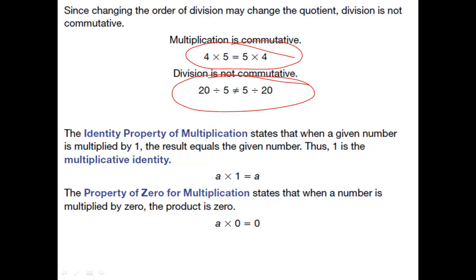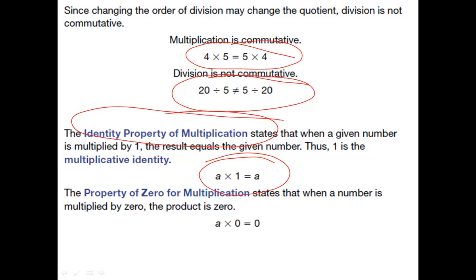The identity property of multiplication states that when a given number is multiplied by 1, the result equals the given number. Thus, 1 is the multiplicative identity. So just like our identity property of 0, in this case in multiplication, a times 1 equals a. So 10 times 1 equals 10. 1,000 times 1 equals 1,000. 1,000,000 times 1 equals 1,000,000. So anything we multiply by 1 equals that number. That is called the identity property of multiplication. And anything we add to 0 is the identity property of addition.